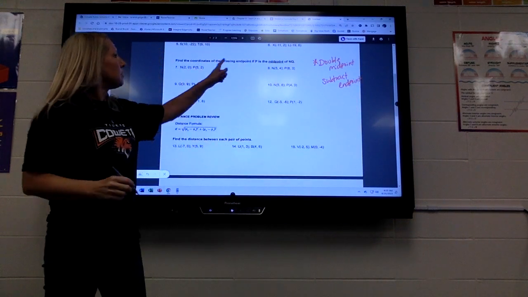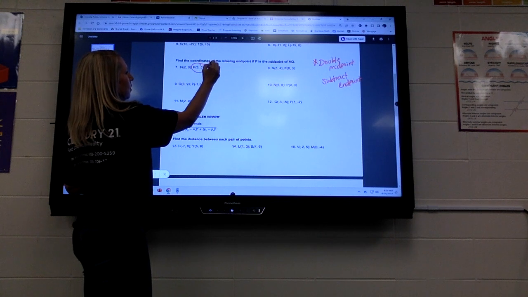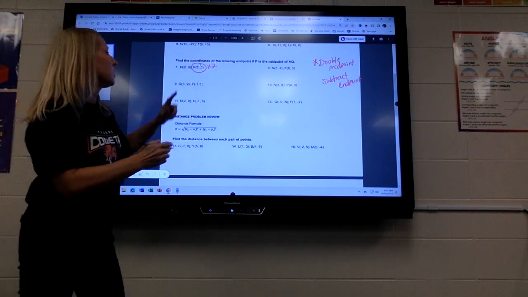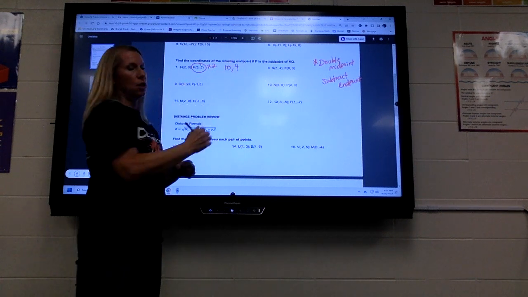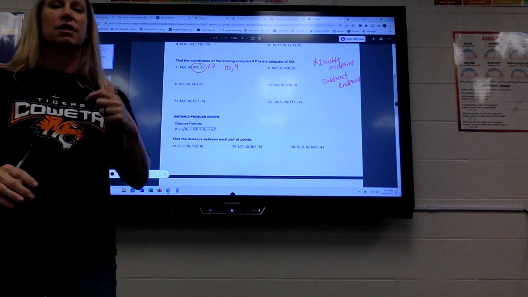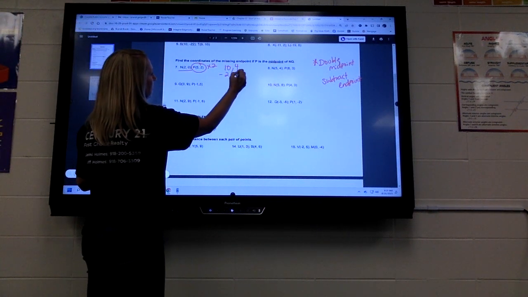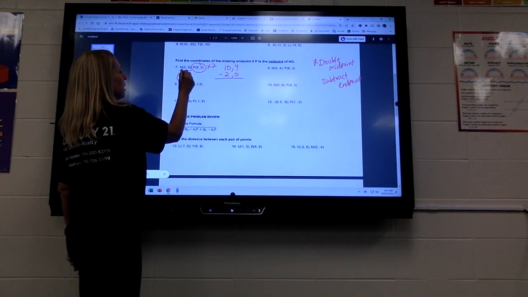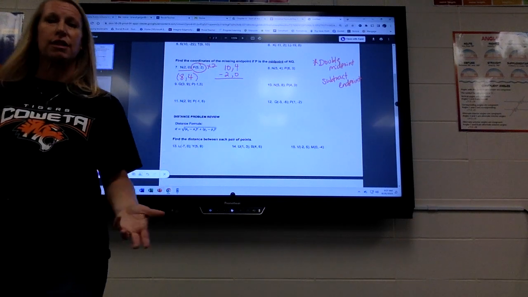So it says P is the midpoint. So P is the one we're going to double. We're going to times it by 2. So 5 times 2 is 10. 2 times 2 is 4. So you double the midpoint. Then you're going to subtract the endpoint. So my endpoint is 2, 0. So I'm going to subtract 2, 0. So 10 minus 2 is 8. 4 minus 0 is 4. So that's how you do that.